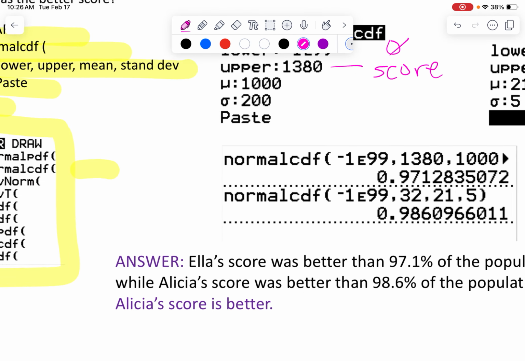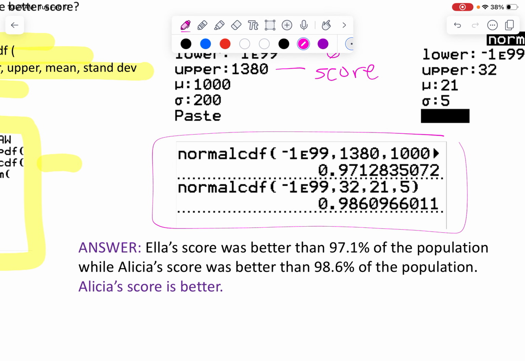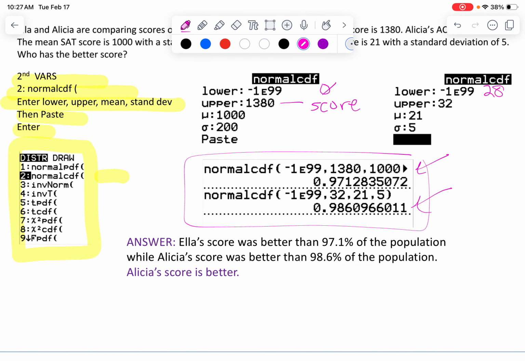Okay, so then our answer was, we got our two answers here, and this was Ella's score, 0.9712. And this was Alicia's. So whose was better? Well, Ella's score was better than 97.1% of the population, while Alicia's score was better than 98.6% of the population. So that means Alicia's score was slightly better.